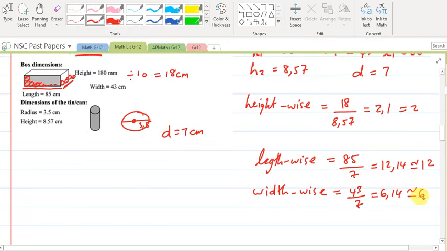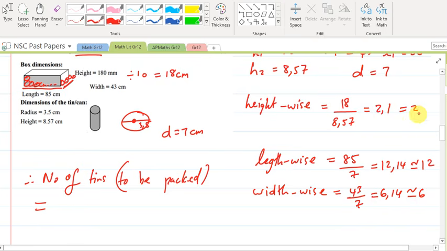So we just multiply everything out. Therefore, number of tins to be packed, right, is equal to 2 times 12 times 6, and we should get the answer, which is 144 tins to be packed.